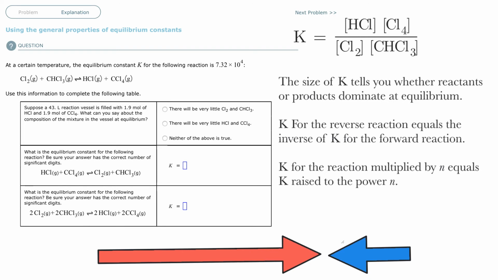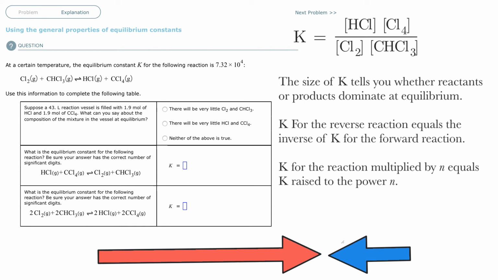So look what's happened in the third question. They've taken the original equation, Cl2, CH3Cl, it's all here, but they doubled everything. They made a 2, a 2, a 2, a 2. Well, suddenly now I've got to square all of these. So I have it written here, K for the reaction multiplied by N, so if I'm multiplying everything by 2 here, is the K raised to the power of N.